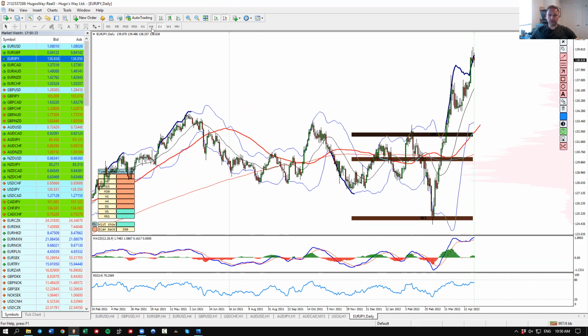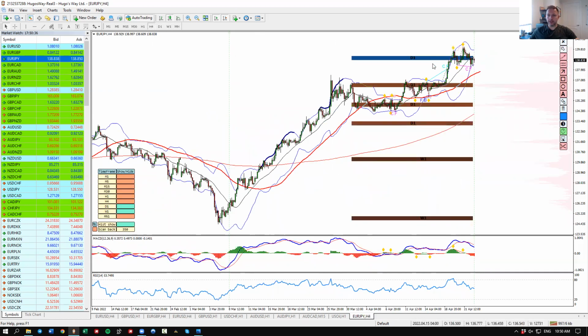So if we go to the 4-hour chart, as you can see, again, key daily level, and I believe there will be more developing here.